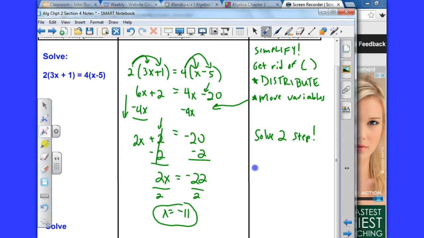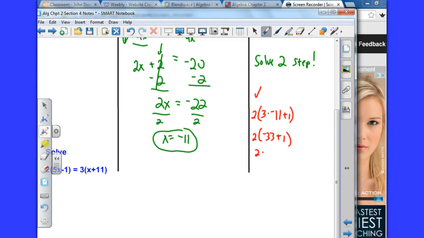I'll do that over here. I'm going to take the negative 11. I'm going to put it in for that x and for that x right there. So let's do the one on the left first. 2 times 3x, I'm sorry, x is negative 11, so 3 times negative 11 plus 1. Let's work that out. 2 times negative 33 plus 1. That is 2 times, I'm running out of room here. I'm going to scroll down, just give myself some more room. 2 times negative 32, and that is negative 64.